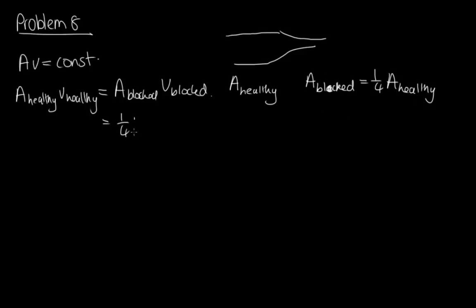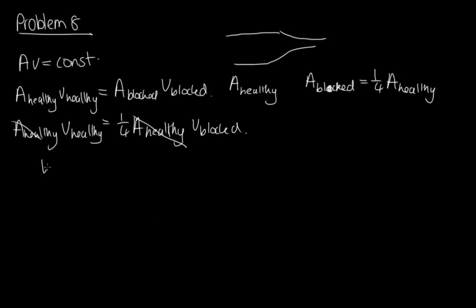So this is 1/4 A healthy, V blocked, equals A healthy, V healthy. So you can see this A healthy occurs on both sides, so it's a common factor and cancels out. And so V blocked, just rearranging this, is equal to 4 times V healthy. So the blood has to flow 4 times as quickly through this blocked part.